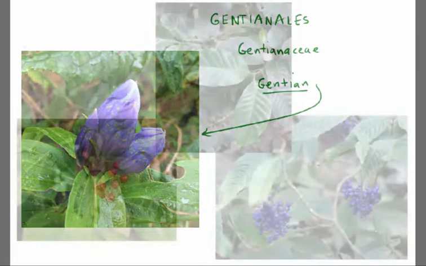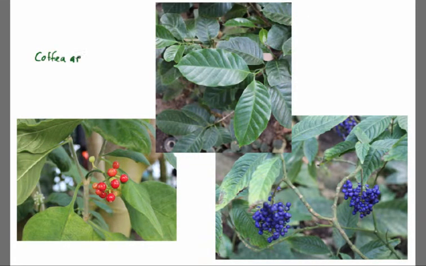If plant orders were named after the members that are most important to humans, this order would probably be called the Coffeeales, because Coffea arabica, the coffee plant, is in this order in the family of the Rubiaceae, which is sometimes called the coffee family or the madder family. Other kinds of rubiaceous plants include the cinchona, which is the source of quinine used in antimalarial drugs, as well as in tonic water. And there are also quite a few ornamental plants in the Rubiaceae as well, like gardenias.